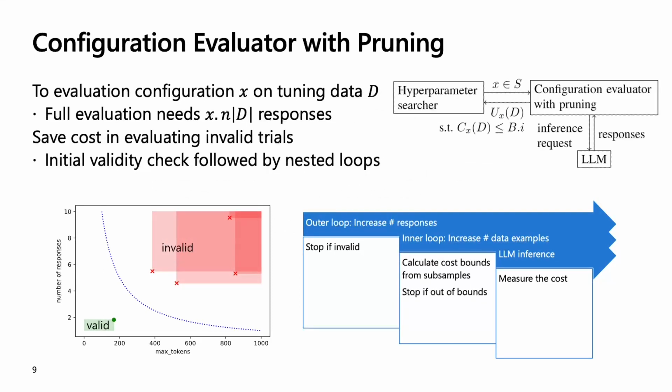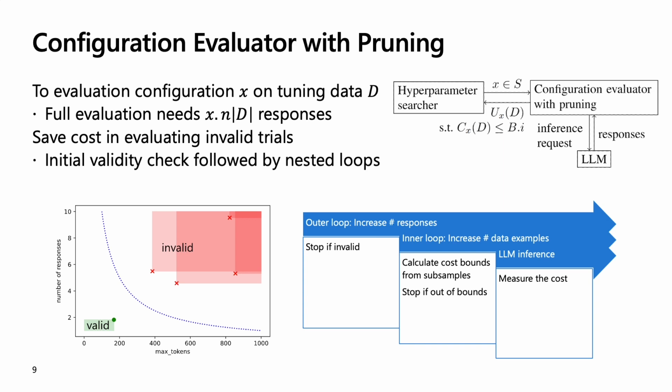A simple evaluator takes a configuration X as the input and outputs the metric to optimize. It loops over the data examples in D. For each example in D, a request is made to the LLM service using the configuration and the input field in the data example. The responses from the LLM service are then used to compute the utility U and measure the cost consumption C. When the loop is over, the average cost CXD is compared with the user-provided bounds B.I. If CXD is smaller or equal to B.I, the average utility UXD for all the data in D is returned.